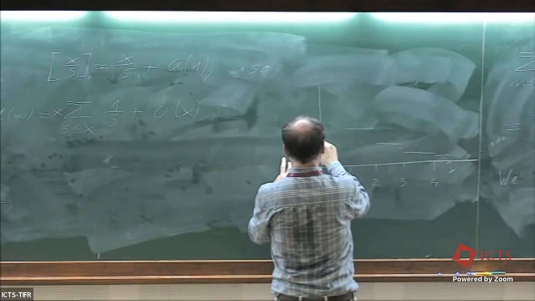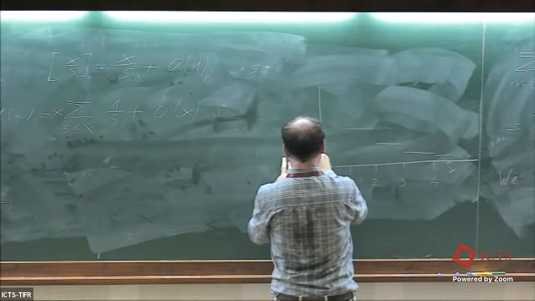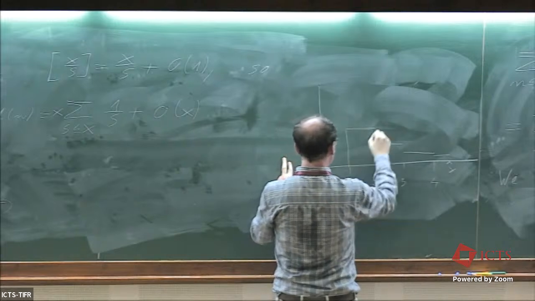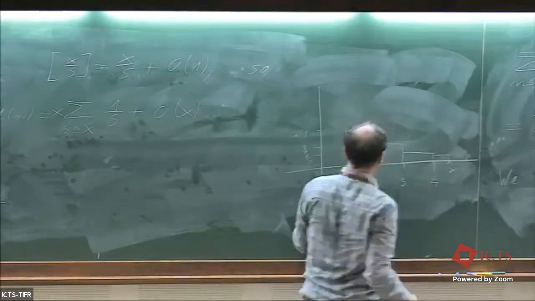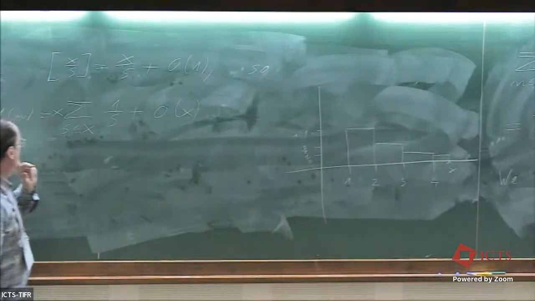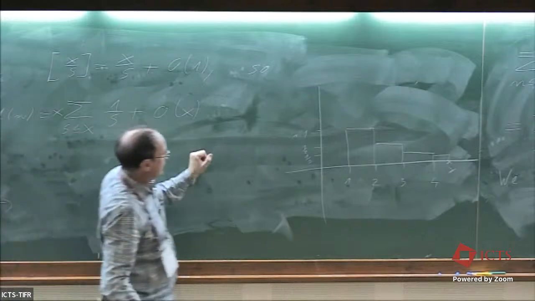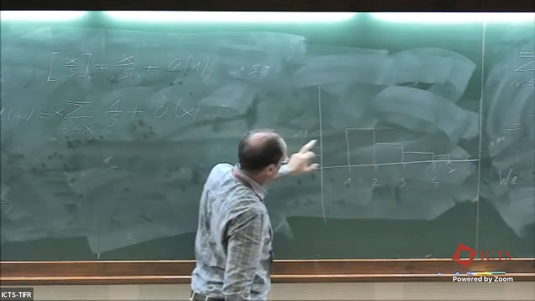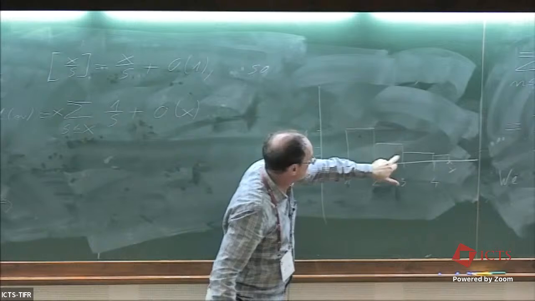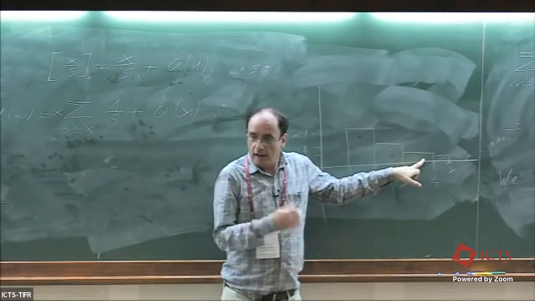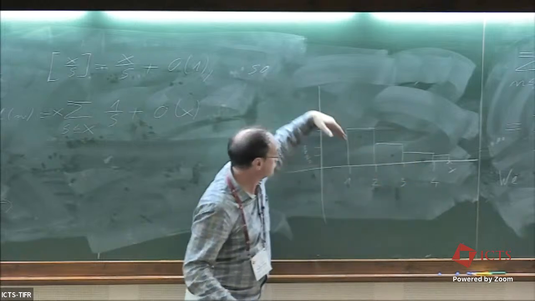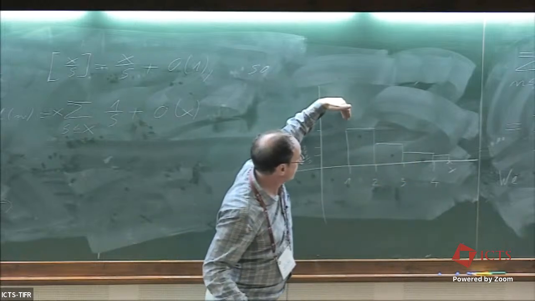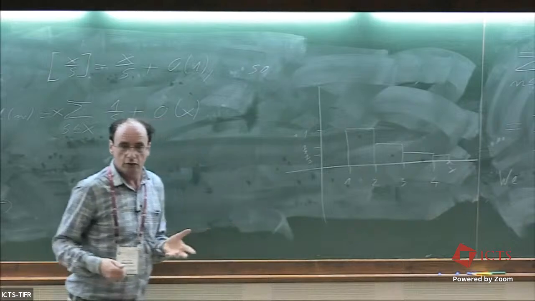So 1/2. Yeah, so this sum is nothing else than the sum of the areas of these rectangles here. And so that can be bounded from above by an integral, and from below also by an integral.